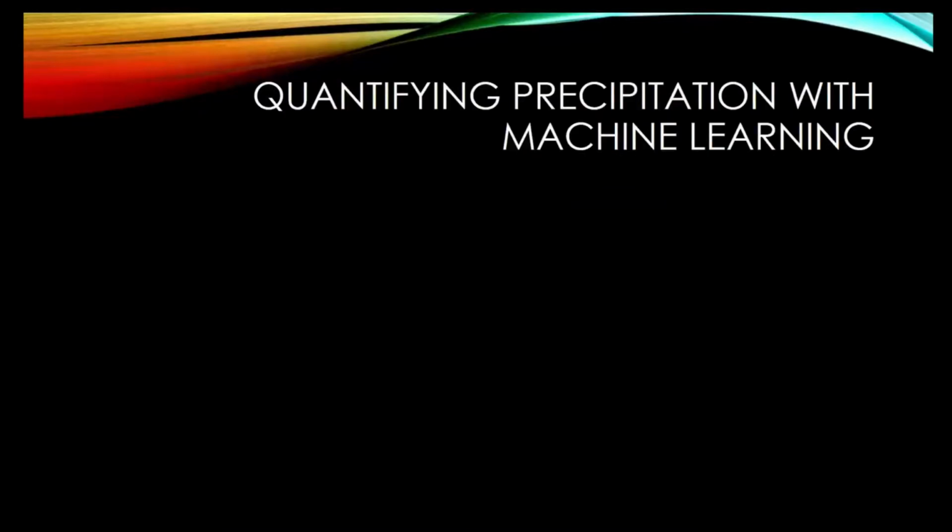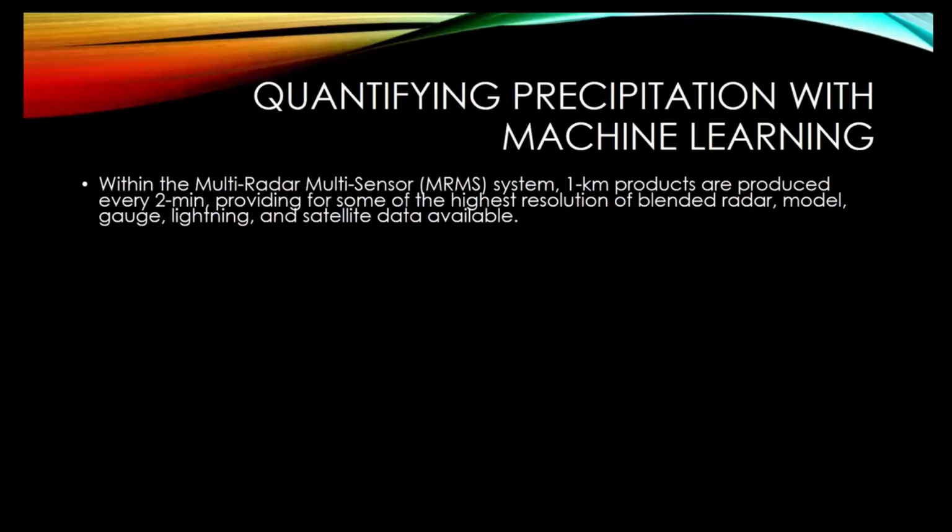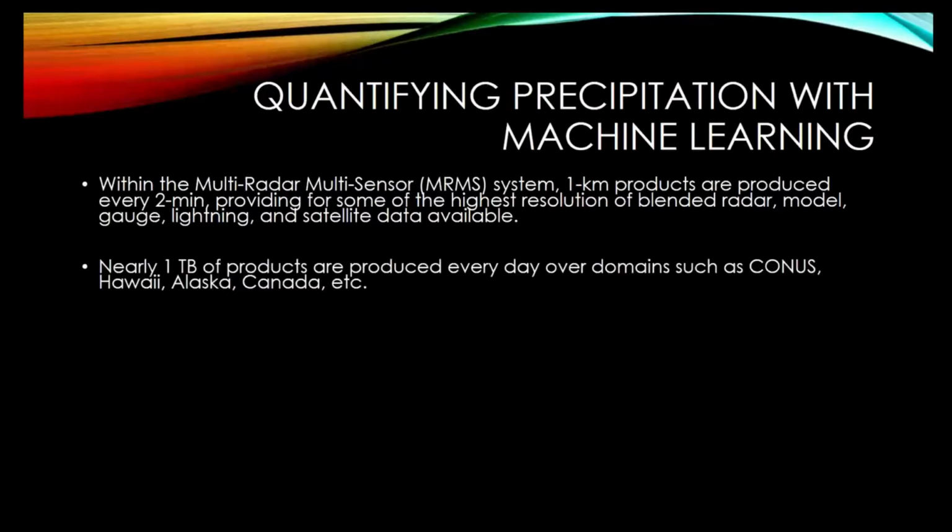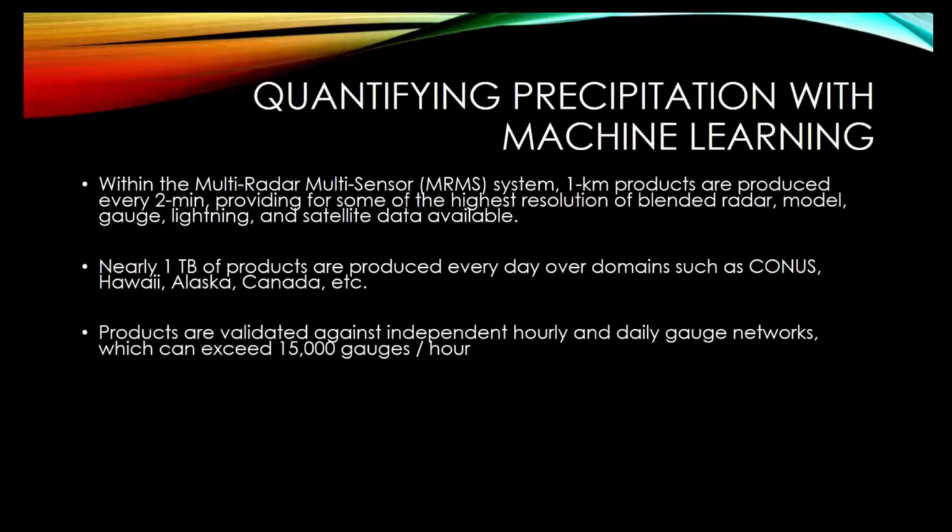In order to accurately estimate precipitation, one needs a system that is capable of measuring high spatiotemporal resolutions. One such system is the multi-radar multi-sensor, or MRMS, suite of products, which produce results every 2 minutes on a domain of 1 kilometer. This system of products incorporates data from radar, satellite, model, gauge, and lightning data. Because of the large demand of products from stakeholders due to the accuracy and resolution of MRMS products, a large volume of data are generated basically every day, which are then validated against extensive gauge networks for quality control techniques and also measurements.